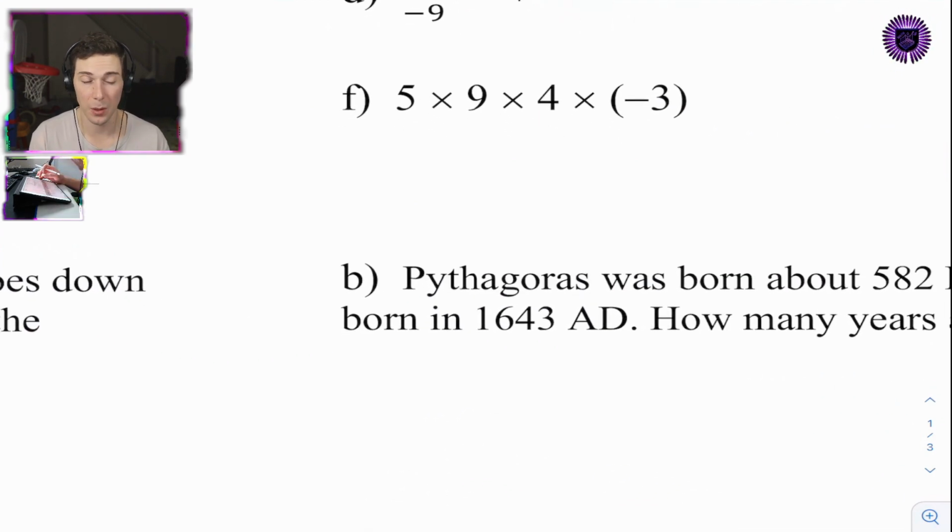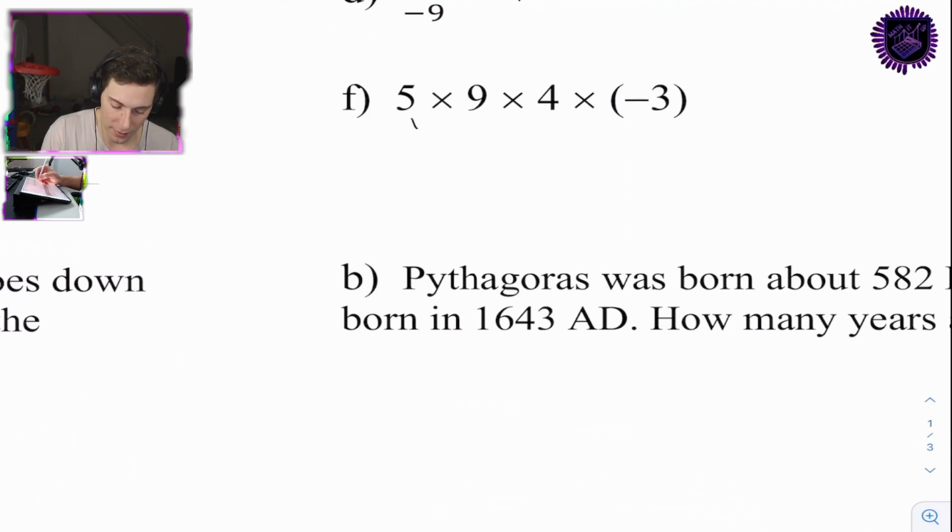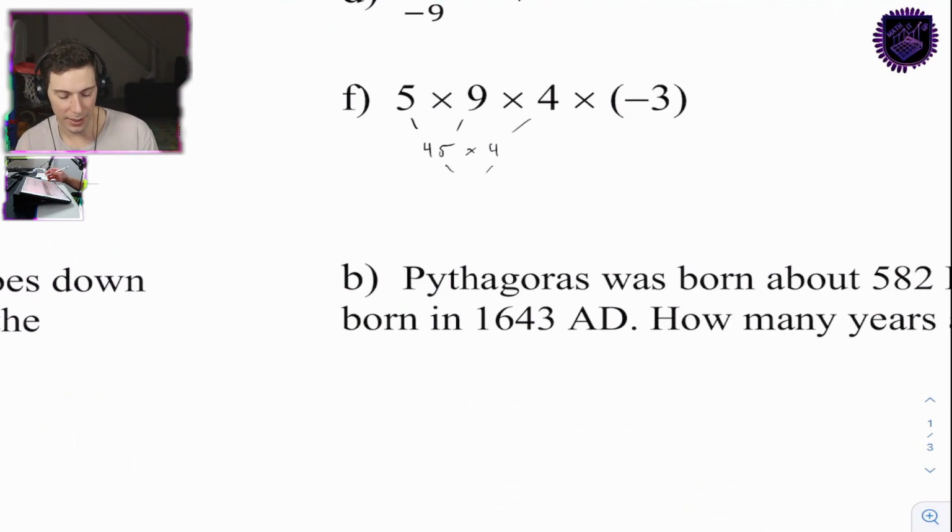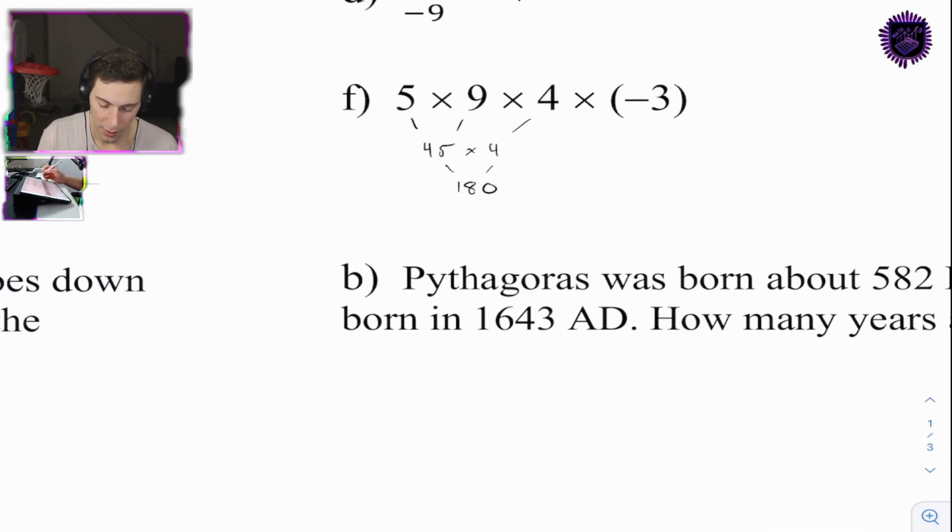Let's work through this one slower and get it correct. I can't get too many wrong in the same worksheet. 5 times 9, positive times positive, 45. Times 4. That's going to be 4 times 4, 160, 180. Positive again. 180 times 3, negative 3.